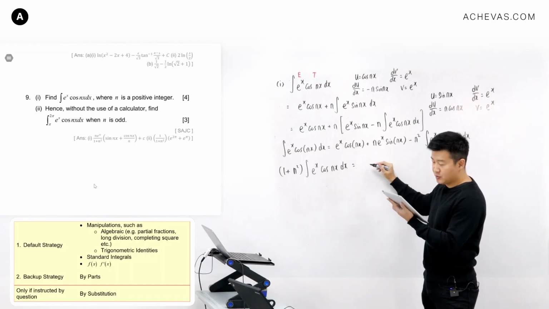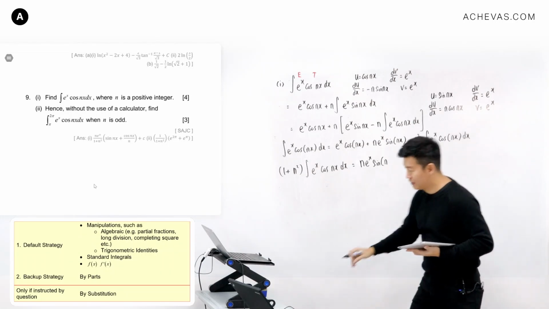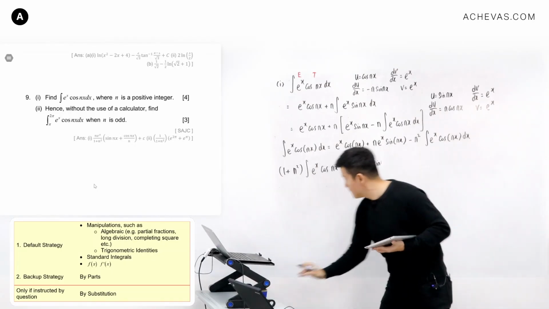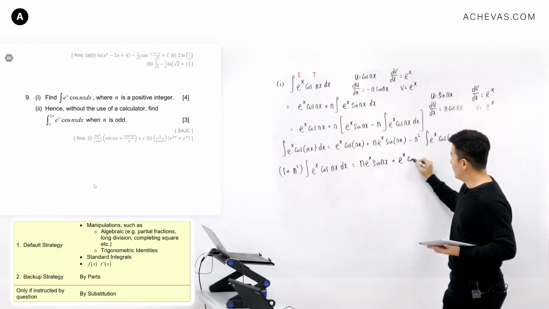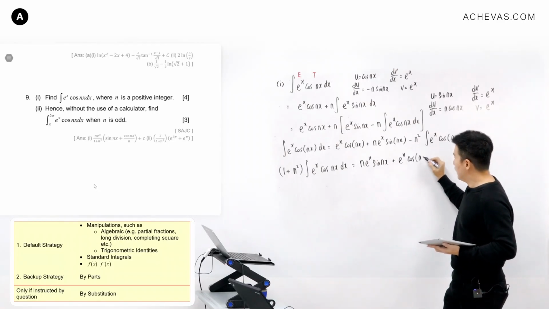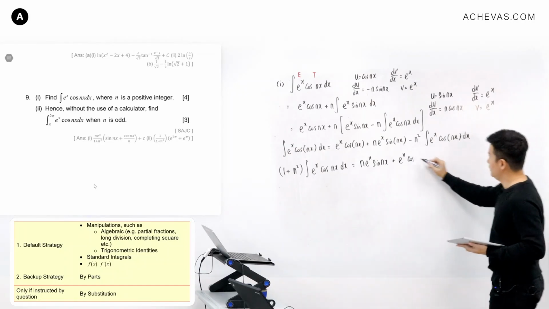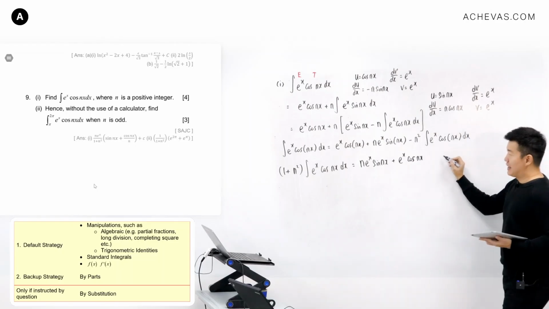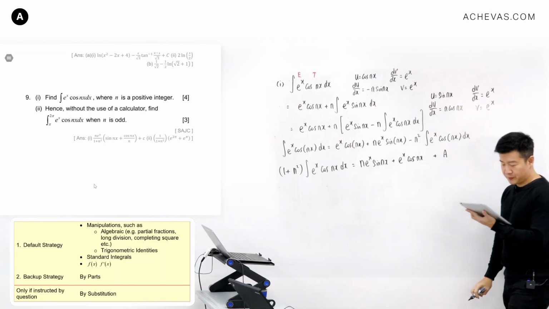So this is going to be equal to n e to the power of x sine nx. I'm doing the bracket thing again, so I'm going to remove this bracket. So nx plus e to the power of x cosine nx. There should be a plus c. I think I'm going to just put it as a plus a for now.